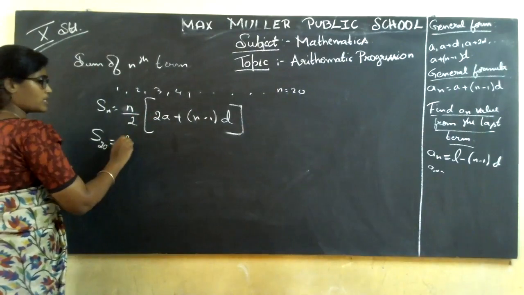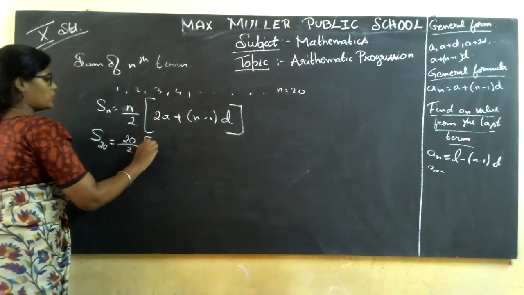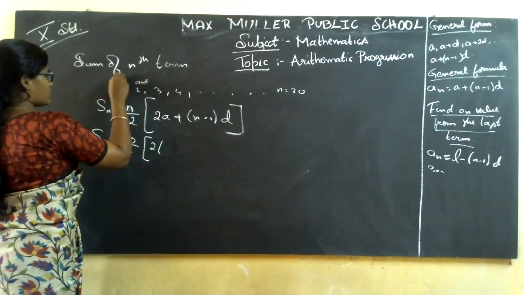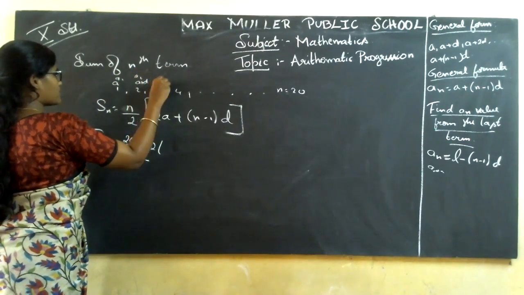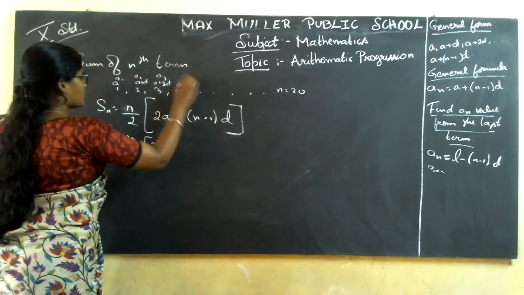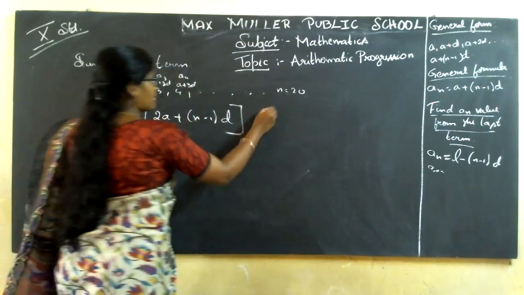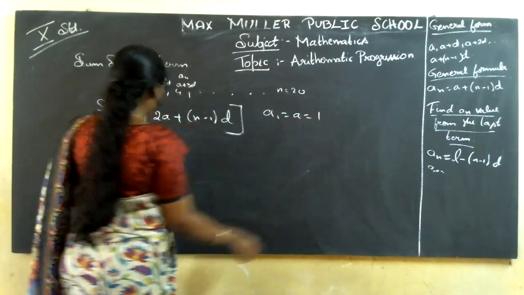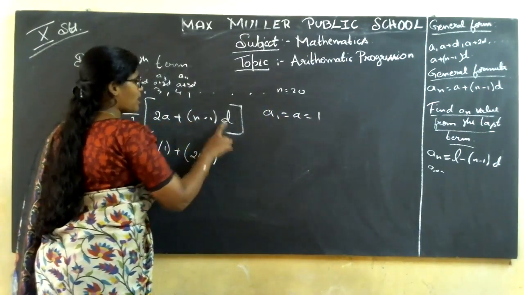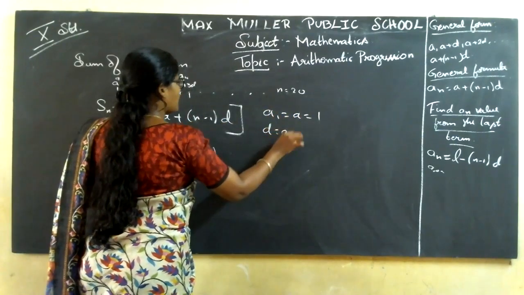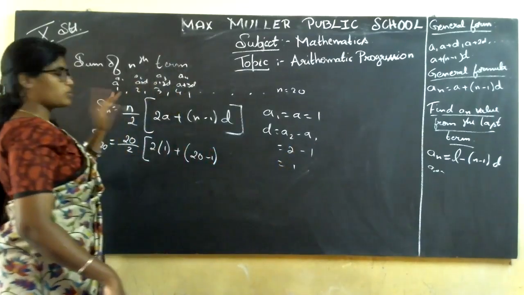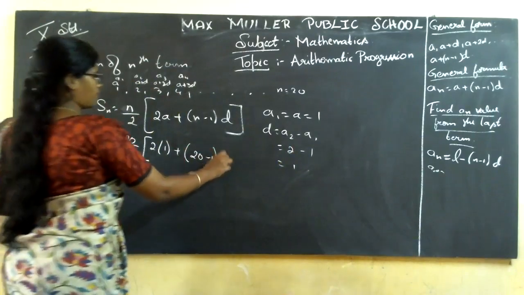Then here also it is 20 divided by 2 and 2 into, what is the A value? A1 is always equal to A, which is equal to 1. So the A value is 1, plus n is 20, minus 1, and you need to find D. The D formula is A2 minus A1. 2 minus 1 is 1. 3 minus 2 is also 1. 4 minus 3 is also 1.